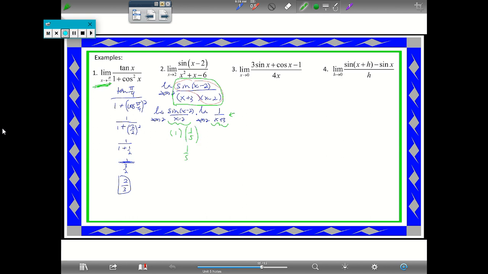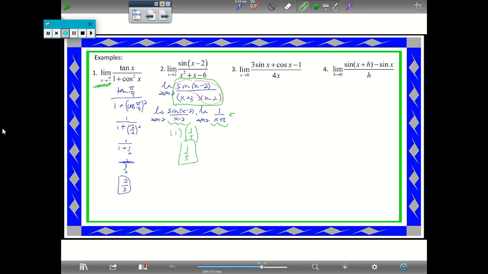So my answer to this limit is 1/5. Okay, questions on that one? So that was an interesting use of that special limit. We need to be looking for the special limit. And what two things have to be true to use the special limit?